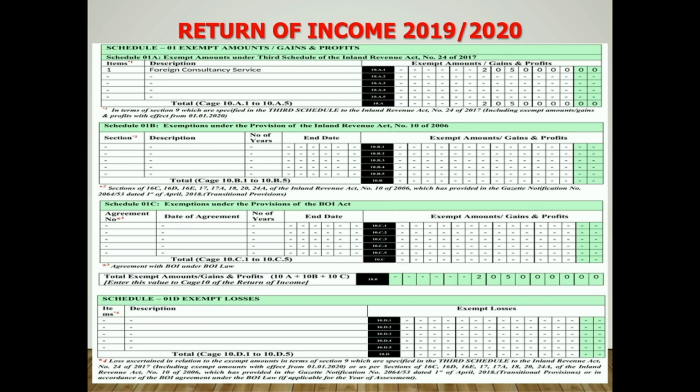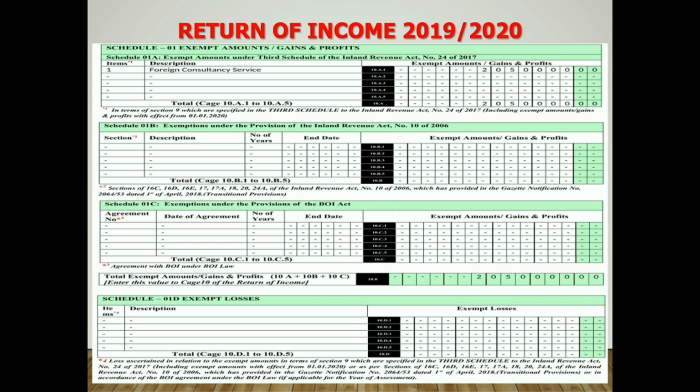Subschedule 1B and 1C are available for exemptions you are claiming based on the transitional gazette. If the exemption has provided in repealed act, it should be declared under the subschedule 1B, and BOI exemptions should be declared under subschedule 1C. Then the totals of subschedule 1A, 1B and 1C should be entered to the cage 10, and same should be entered in the cage 10 of the first page of the return of income.